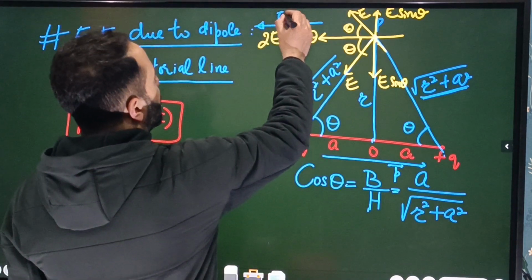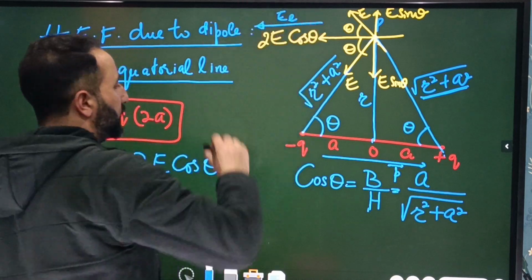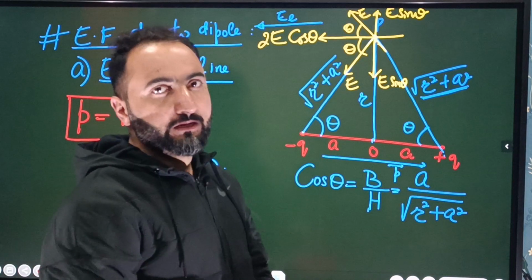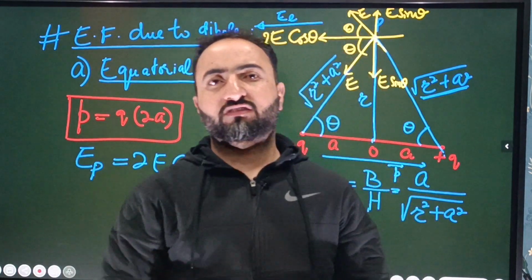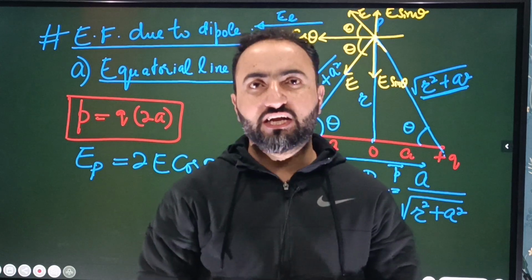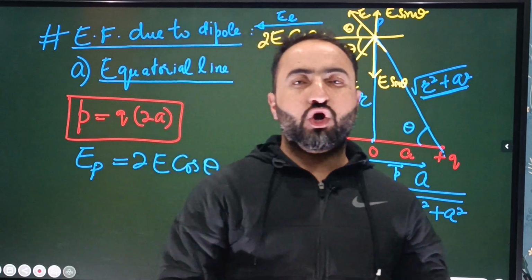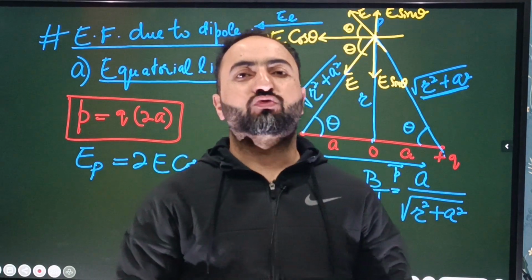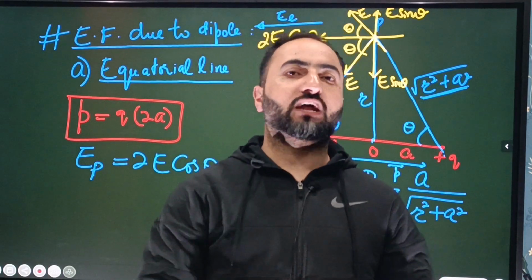If we have a question here, beta, this is the electrostatic field on the equatorial line. What is the angle between the electrostatic field on the equatorial line and the dipole moment? Then your answer will directly be, beta, the answer will be 180 degree because they are anti-parallel. If the dipole moment is towards right, the electrostatic field will be towards left. If the dipole moment is towards left, the electrostatic field on the equatorial line will be towards right.